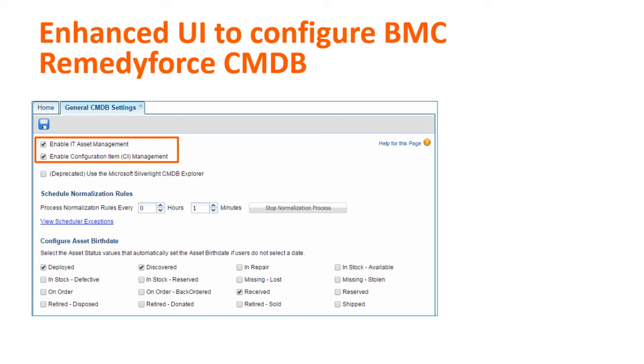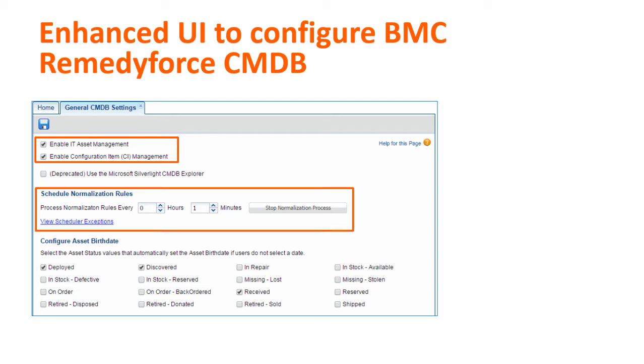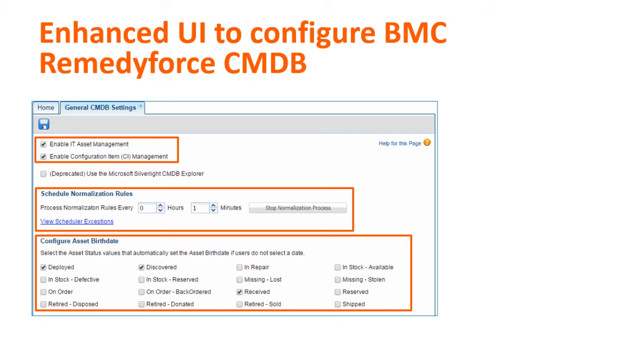The CMDB General Settings tab contains options to enable or disable IT asset management or CI management. Either IT asset management or CI management must be enabled in your organization. From this tab, you can also schedule the normalization process, and you can automatically configure the birth date of an asset. In upgrade environments, this tab also contains an option to enable models.